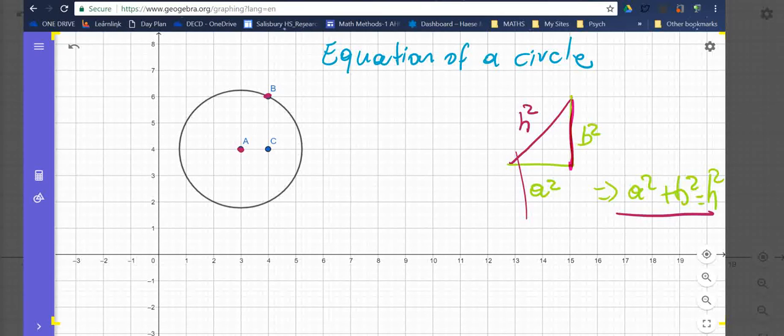I would like you to give a moment and think what the coordinates of A are. Remember, we always start from the X and then comma the Y. So in this case, it will be 3, 4. What about the B? The coordinates of B are 4, correct, 6.